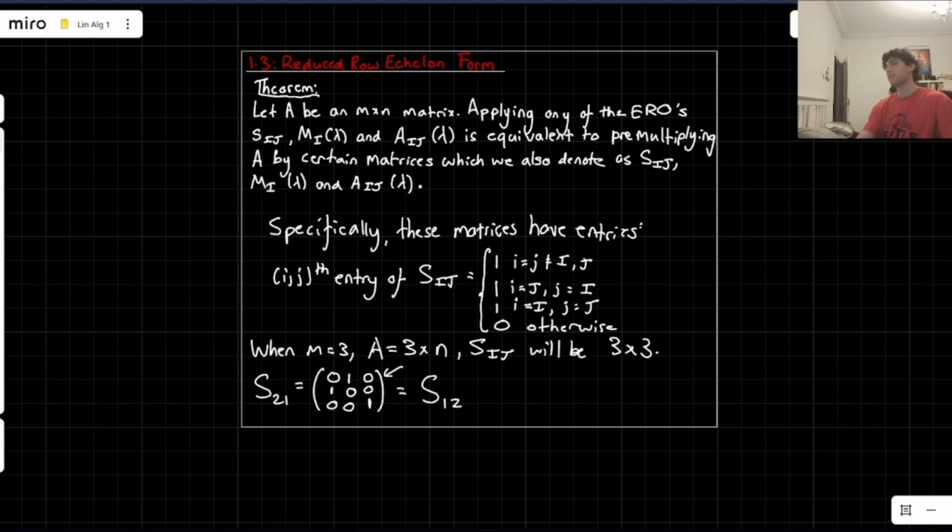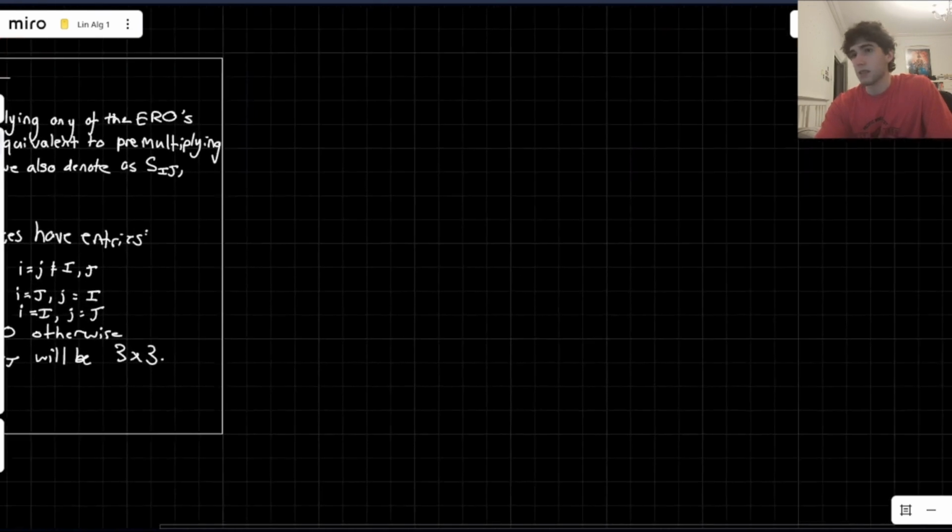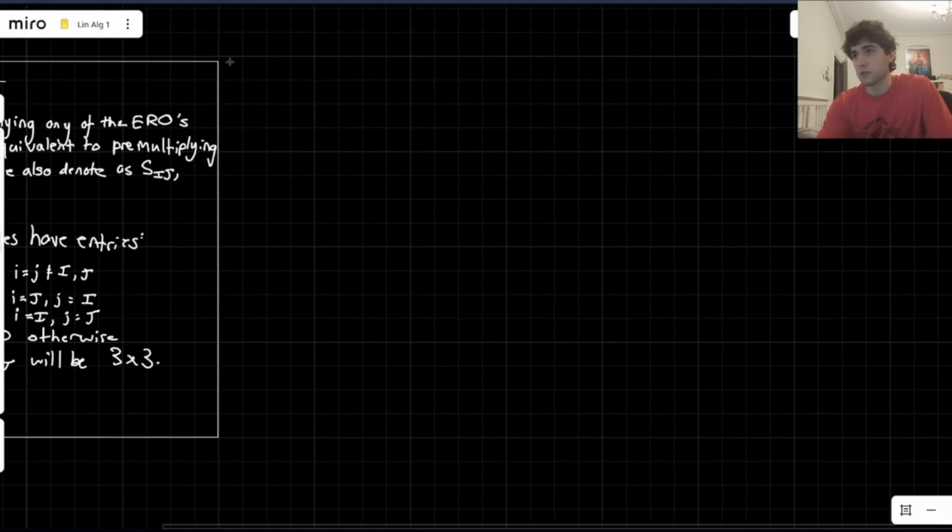In fact, Sij will always be m by m, if capital A is m by n, and it will always be the identity matrix with rows capital I and capital J swapped, always. Okay, and it's sort of by design, really. So you can investigate that yourself, but that's always going to be true. So that's the first elementary row operation matrix, effectively. So now we need to talk about the second one.